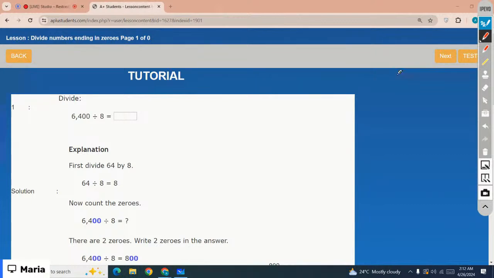Okay, so you can see here you have two zeros, right? So basically we divide only the non-zero numbers. The non-zero means the numbers that are not zero, that is only 64, right? So divide 64 by 8. Count the table of 8 until 64. 8 times 8 is 64. Then you can add these two zeros to the answer. So that means 6400 divided by 8 equals 800. Got it? The correct option is 800.